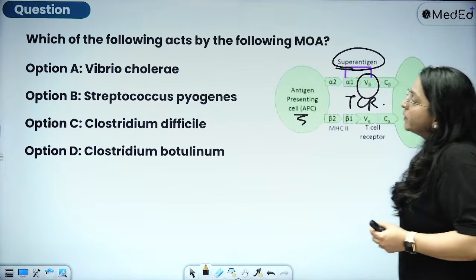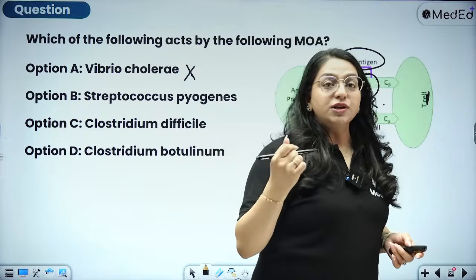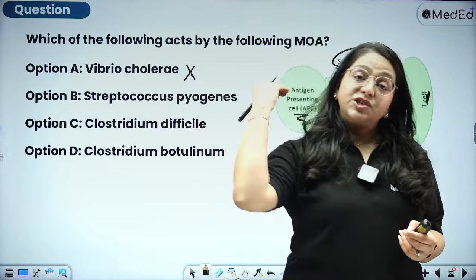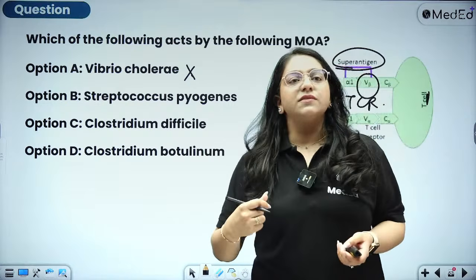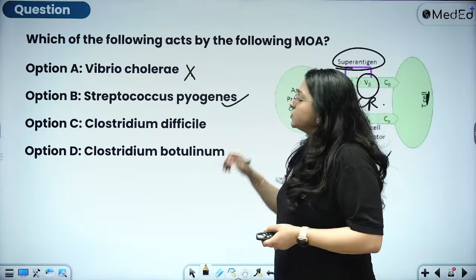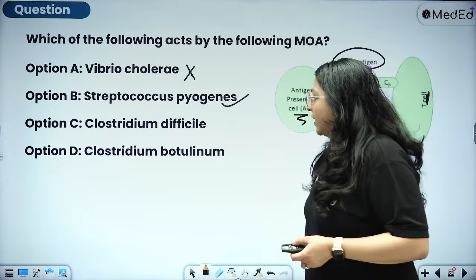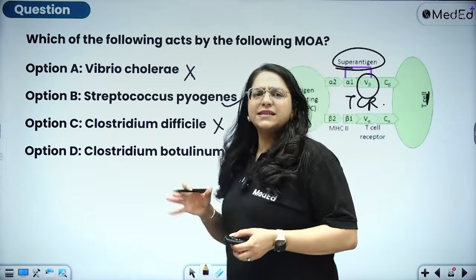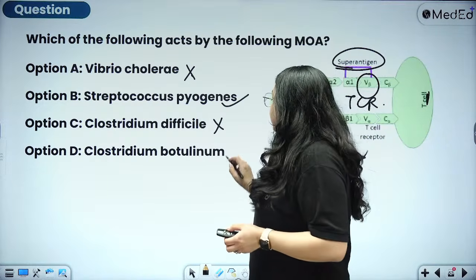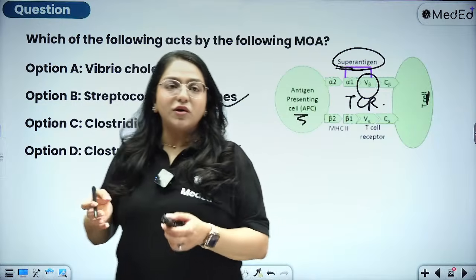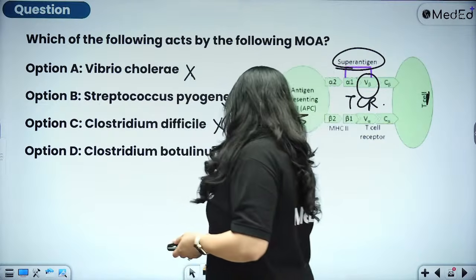So, who produces super antigens? Does Vibrio cholerae act by super antigen? No. It acts by toxin production. Just like E. coli, the GM1 receptor, it breaks the tight junctions. We will come on to that. Strep pyogenes, which one? SPE, strep pyogenes enterotoxin. C. difficile, no, they are simply cytotoxins, toxin A and toxin B. C. botulinum, we have just seen botulinum toxin is an acetylcholine inhibitor. So your answer is strep pyogenes.